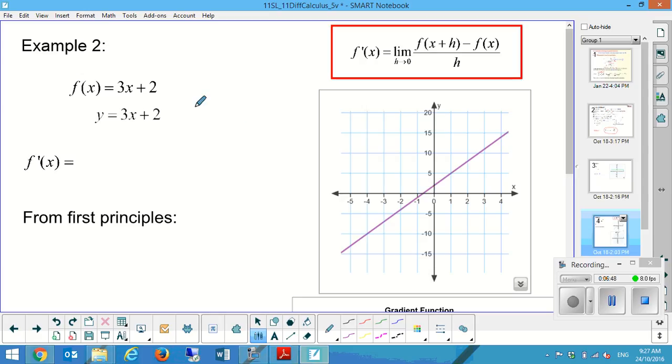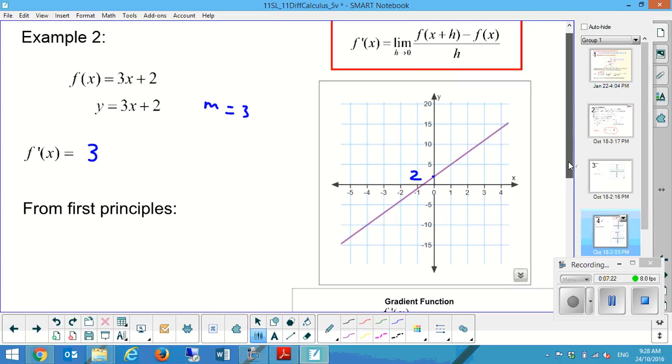If we come to this one, f of x equals 3x plus 2, when we graph it, we're getting a straight line, and our y equals mx plus b tells us that our gradient is 3 all the time, and our y-intercept is 2. So there's our 2. So f dash x in this case is always 3. No matter which x value you take, the gradient of that function is always 3.